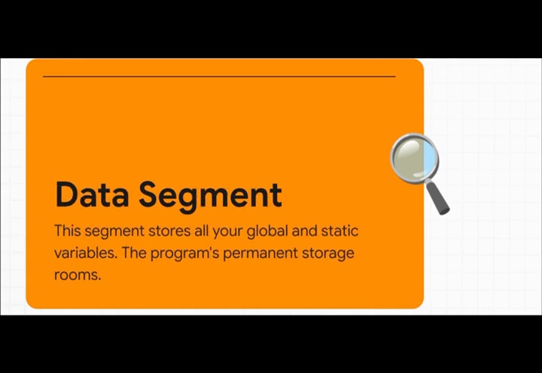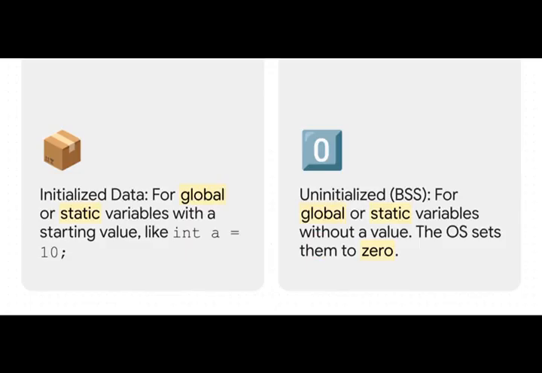Next door, we have the data segment. This area is home to all your global and static variables. This is the stuff that needs to hang around for the whole life of the program. But here's the thing, it's not just one big storage closet. It's actually divided into two very distinct, very important subsections. And this is where it gets really interesting.